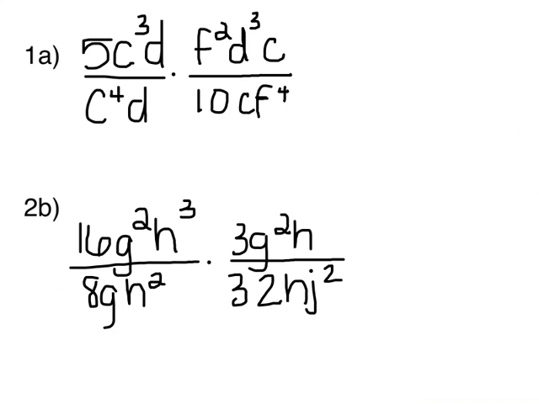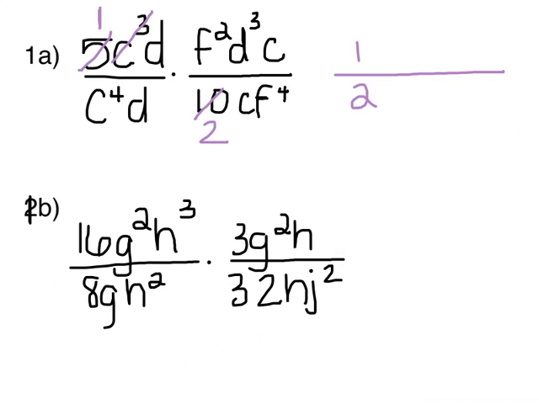In example 1a and 1b, we'll be simplifying our rational expressions again. So let's start with 1a, and let's reduce as a means of simplifying. We'll start with our coefficients. 5 and 10 reduce. 5 goes into itself once, 5 goes into 10 twice. And these are our only coefficients, so we'll have a 1 on the top of our answer and a 2 on the bottom. Now let's look at c's.